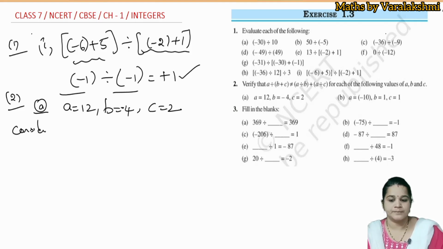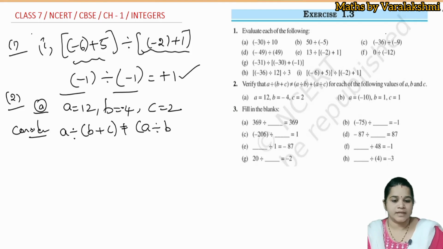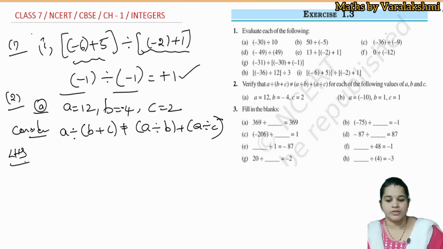So consider the expression which is given in the question, a divided by (b plus c) is not equal to a divided by b plus a divided by c. We need to verify this particular equation. So we need to take the left hand side and right side of the equation as we did in the second exercise.